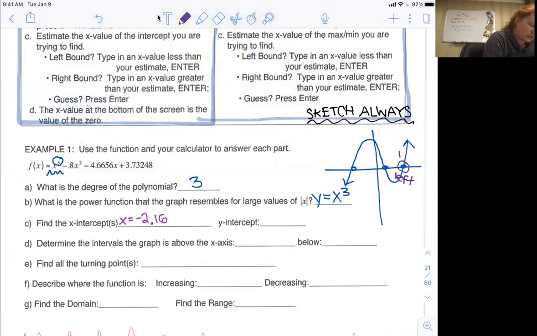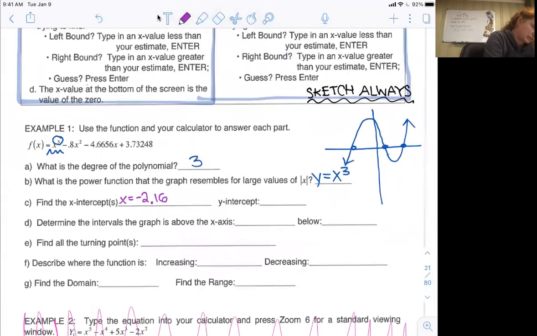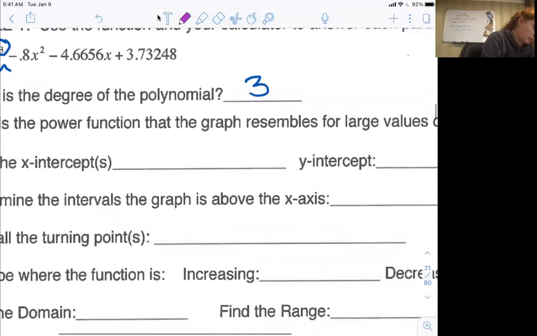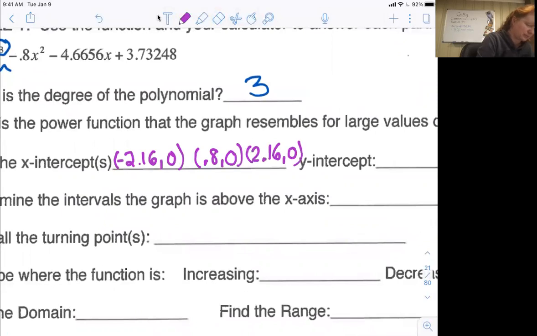Okay, so once you calculate those, you should get negative 2.16, and since it says list them as x-intercepts, I'm actually going to go ahead and change those to actual points. So we should have negative 2.16 comma 0. The other two should have given you 0.8 comma 0. You should try those. And 2.16 comma 0.